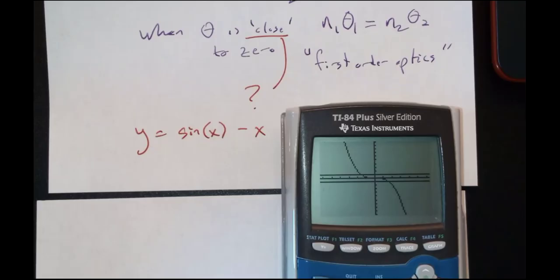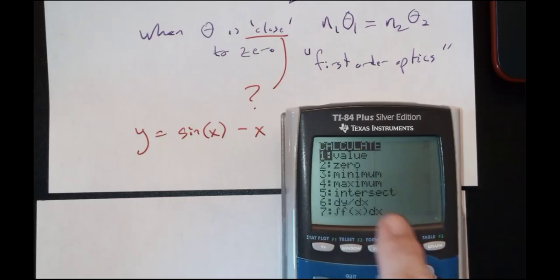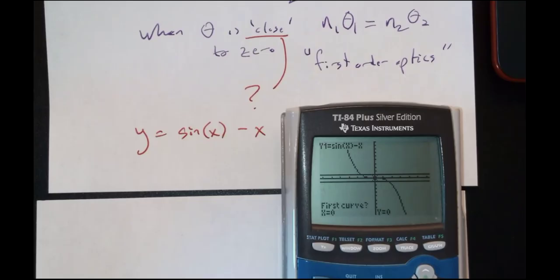How do I find that x value? Say again? Jonathan? I could do a secant line, but I can actually find it exactly. I'm just going to ask the calculator, where do these cross? And to do that, it's under second trace under the calculate menu. Option number 5 says intersection. I just need to remember to tell it the right two graphs.